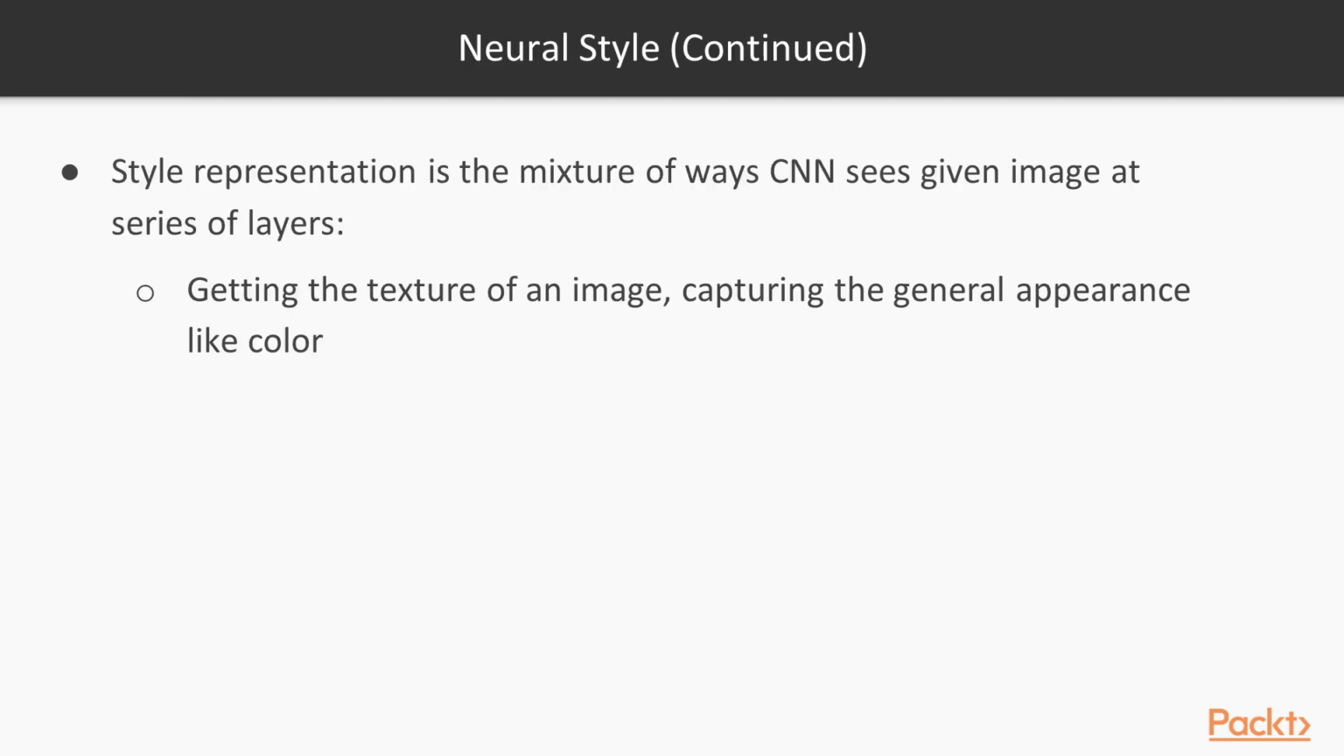Then we have style representation, and this is slightly different. It still uses the same representations that we have with content representation, but it uses different representations from different layers. The goal of this is to get a kind of texture of an image and capture the general appearance, like the color and what we consider style. So those are the two components in neural style.